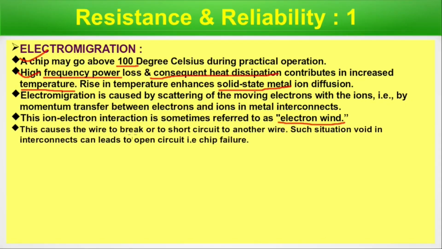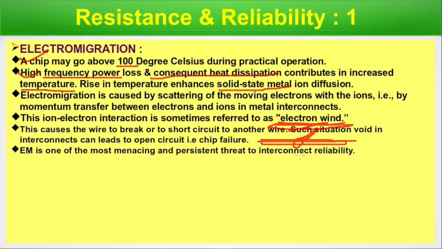This causes the wire to break or to short circuit to another wire. Such a situation creates voids in interconnects that can lead to an open circuit. If ions from this zone are moved, either there will be a void, or if they move and get to another wire, it's basically doing a short between these two. In both cases, the current flow will not be in the desired direction and the chip will fail. EM is one of the most menacing and persistent threats to interconnect reliability.